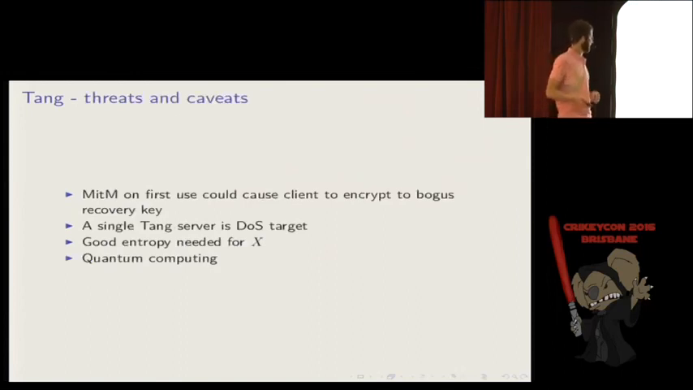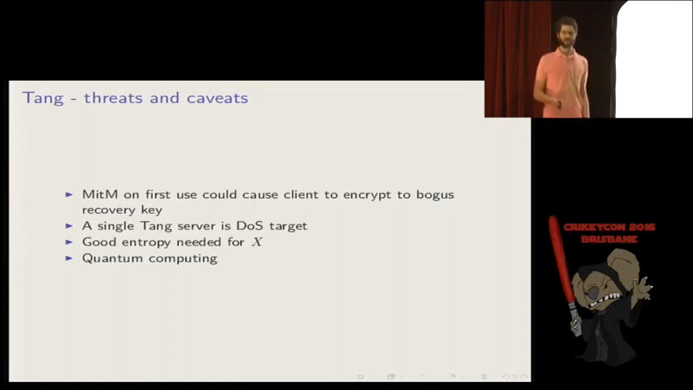Yeah, so threats and caveats: the man in the middle on the first use could cause the client to encrypt a bogus recovery key, which means the secret is unrecoverable. It also means that a single Tang server is a live DoS target. So if you can take the Tang server offline, the ability to automatically decrypt the secrets or the keys goes away, and you fall back to having to type in a passphrase or some other mechanism. You need good entropy early in the system. If you're dealing with full disk encryption, for example, you're going to need good entropy early on.